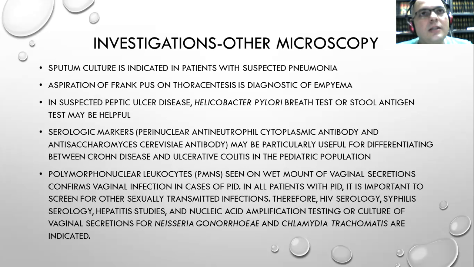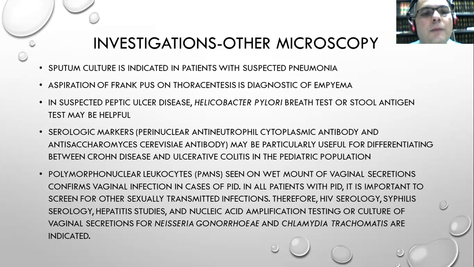Other investigations, yes, we need to do. Those include sputum test for AFB if we are suspecting tuberculosis or pneumonia. If we have got pus in the flanks or somewhere else, frank aspiration of pus on thoracocentesis is diagnostic of empyema. And so when you have empyema, the pus should be examined.